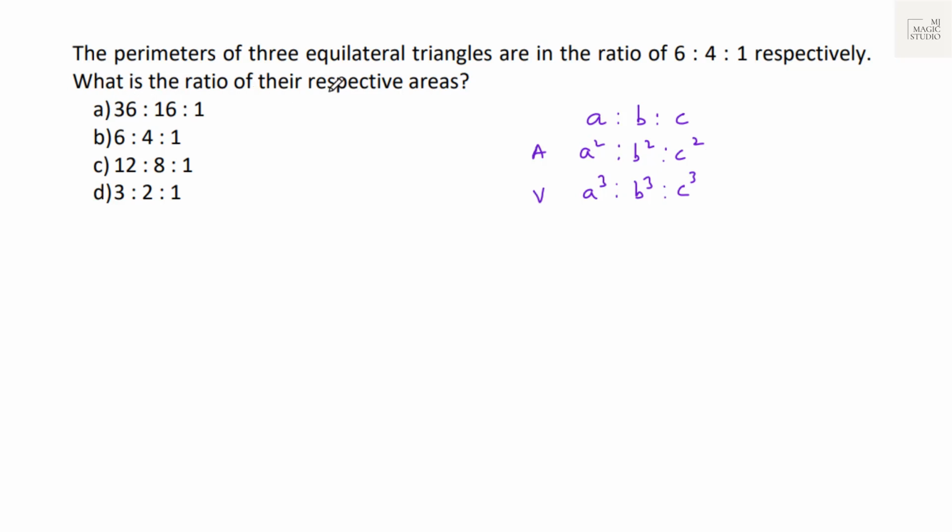Here the perimeters of 3 equilateral triangles are 6:4:1. Since it is an equilateral triangle, if I divide all the 3 sides by 3, I'll get the side ratio. So the perimeter ratio and the side ratio for these three equilateral triangles are the same. Therefore, the area ratio would be a duplicate ratio: 6 square is to 4 square is to 1 square. That would be 36 is to 16 is to 1. No need to apply a formula in these. Option A is the pick.